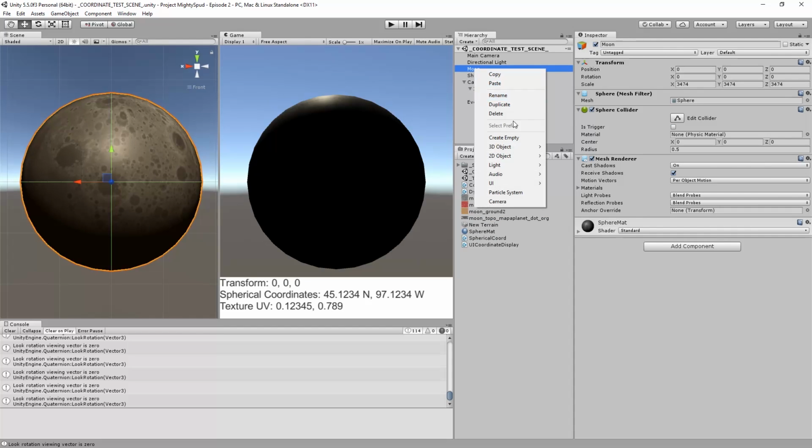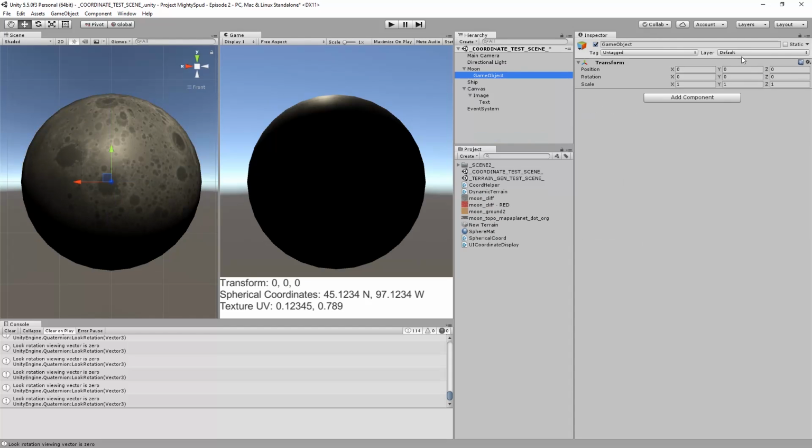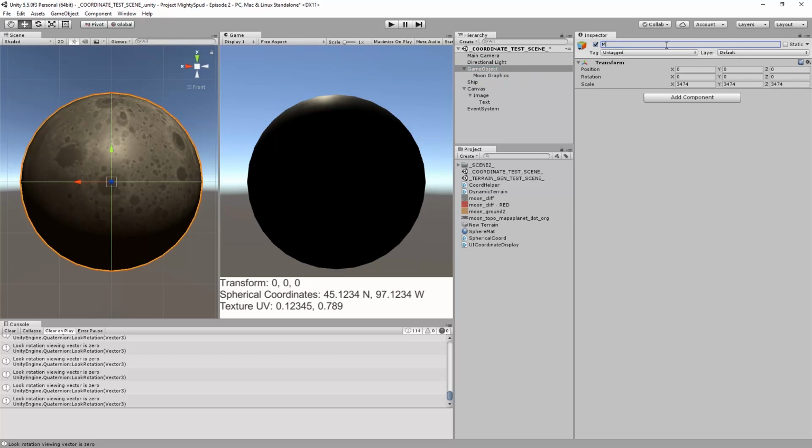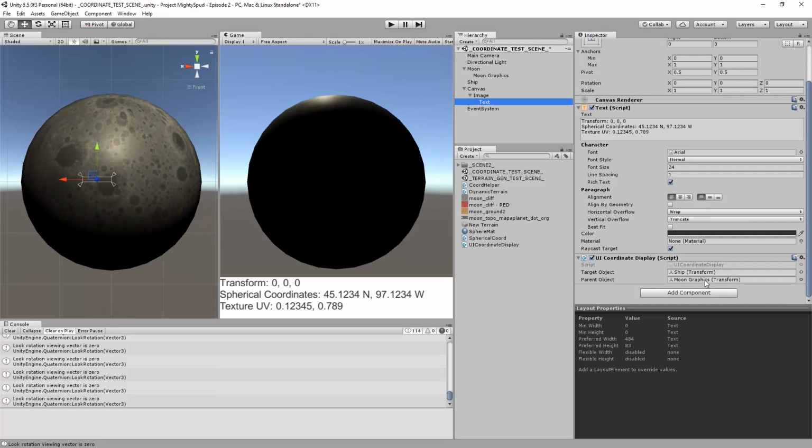We want to take our moon, right-click on it, create empty inside the moon. That way we have something at the same position. And then I'm going to take this game object and move this out. I'm going to take the old moon and move it inside this game object. The moon is going to be renamed to Moon Graphics. And the game object will be renamed to Moon. We then have to remember that our canvas here, the text, is pointing to what is now moon graphics. So we want to point it to moon.